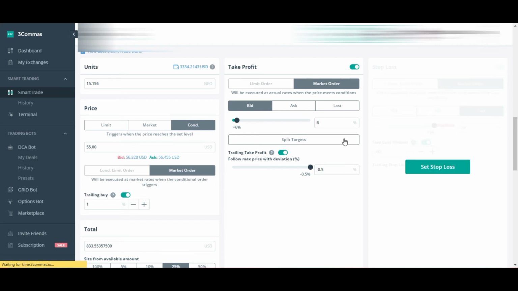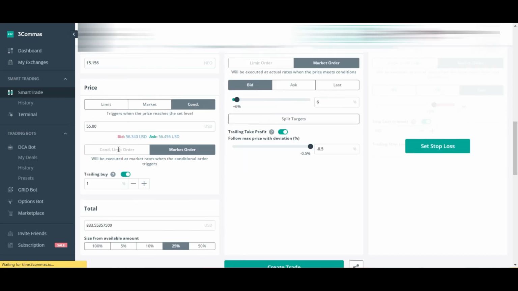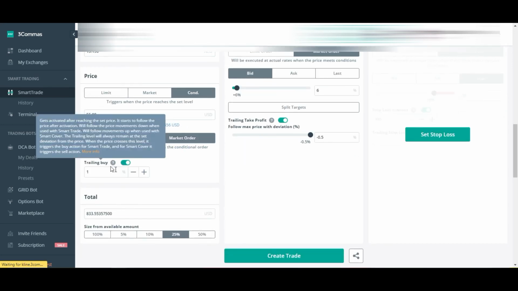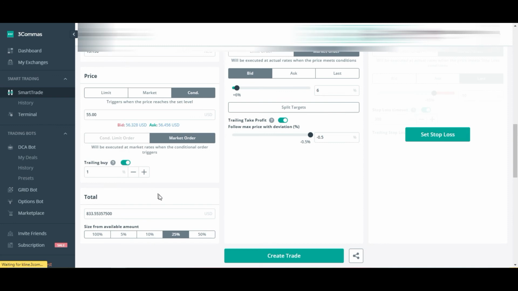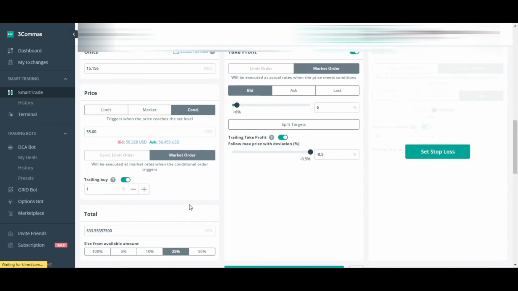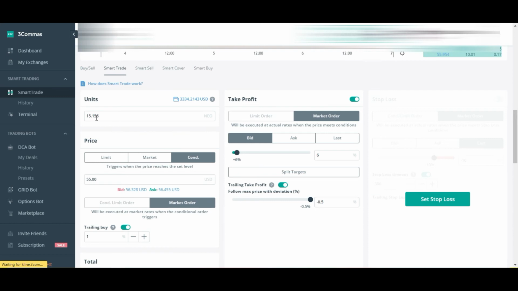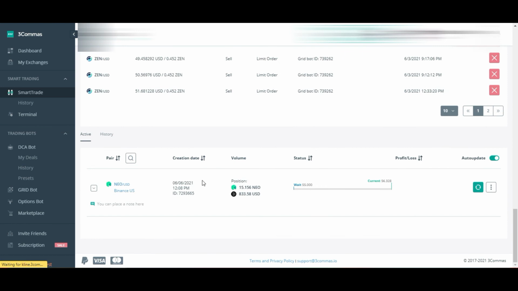I did not set a stop loss. I did a price of $55 per crypto coin. I did a trailing buy of 1%. I did 25% of my holdings and it gave me my units. I did a 6% bid market order for taking profits, as well as a trailing take profit of 0.5%. When I created it, it looks like this.